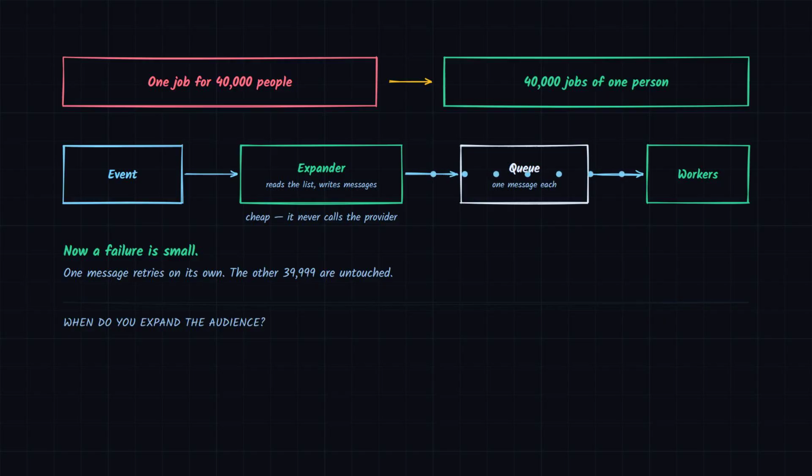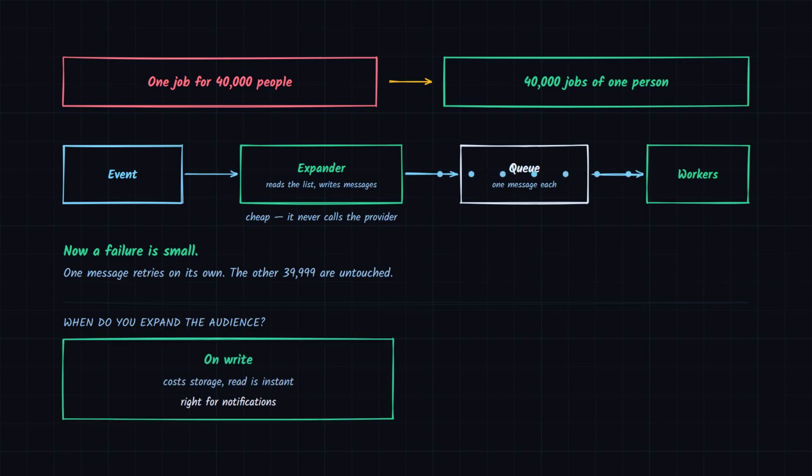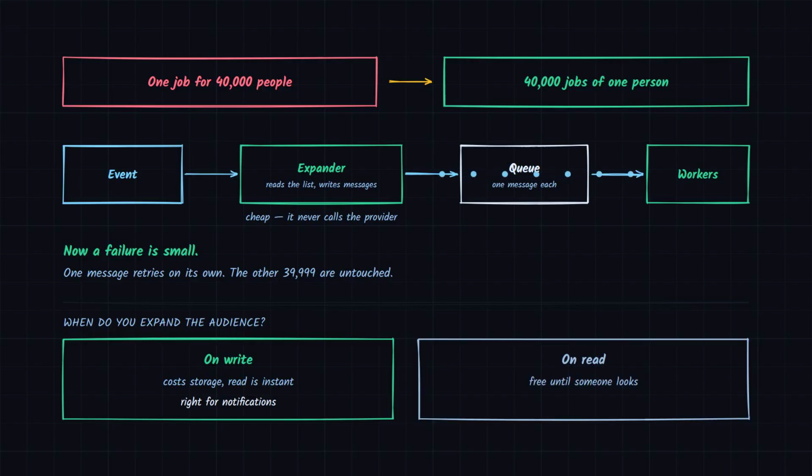There is a related decision worth naming. You can expand the audience at write time, the way we just did, or expand at read time, when each person opens their inbox. Write time fan-out costs storage and makes the read instant. Read time fan-out costs nothing until someone looks, but the read gets expensive. For notifications, you almost always expand on write, because the whole point is to reach someone who's not currently looking.